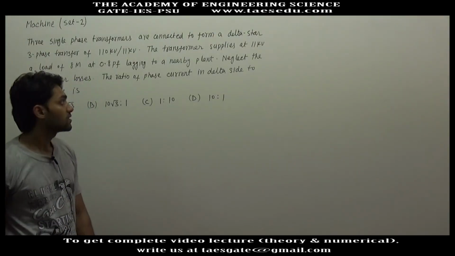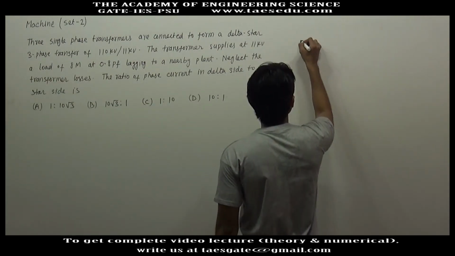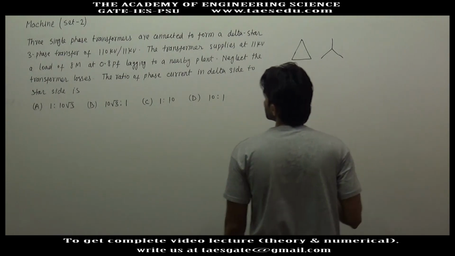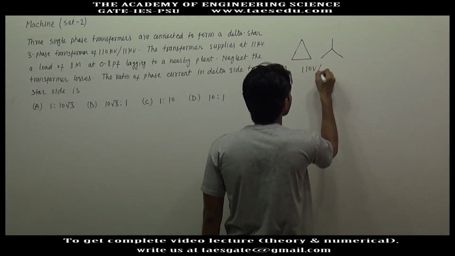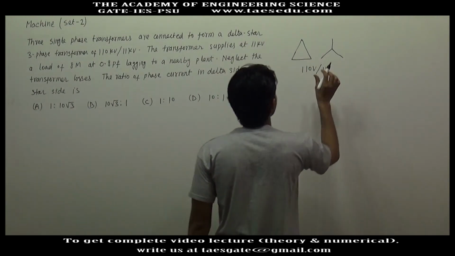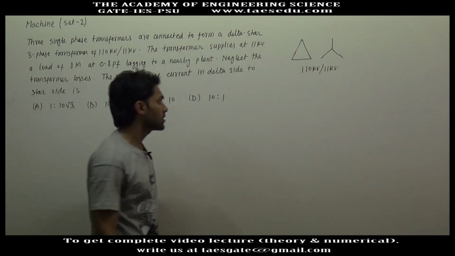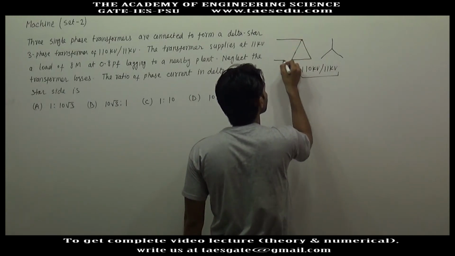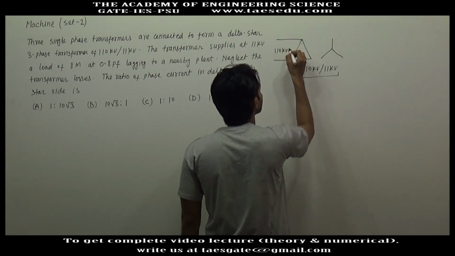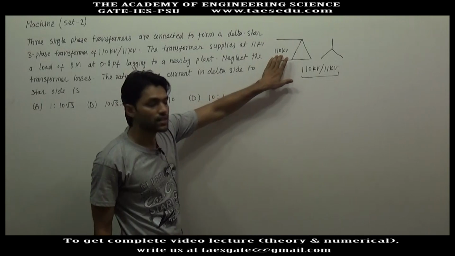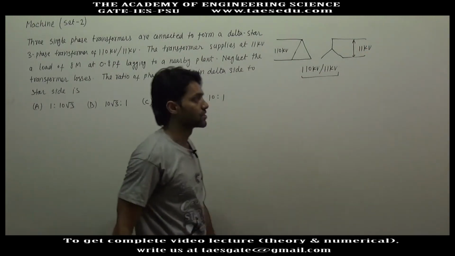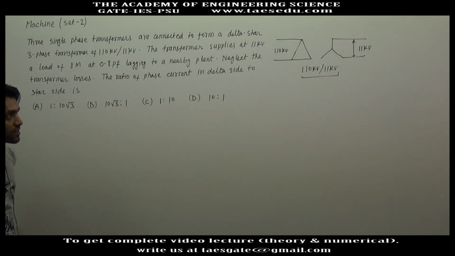Three single phase transformers are connected to form a delta star three phase transformer. We have a delta star three phase transformer, and voltage ratio is given as 110 kilovolt by 11 kilovolt. In three phase transformer, we have studied that this voltage ratio is line to line voltage ratio. It means here line to line voltage is 110 kilovolt. If on delta side line to line voltage is 110 kilovolt, then on the star side line to line voltage will be 11 kilovolt. This is not phase voltage ratio, this is line voltage ratio. The voltage ratio given in the rating is line to line voltage ratio.